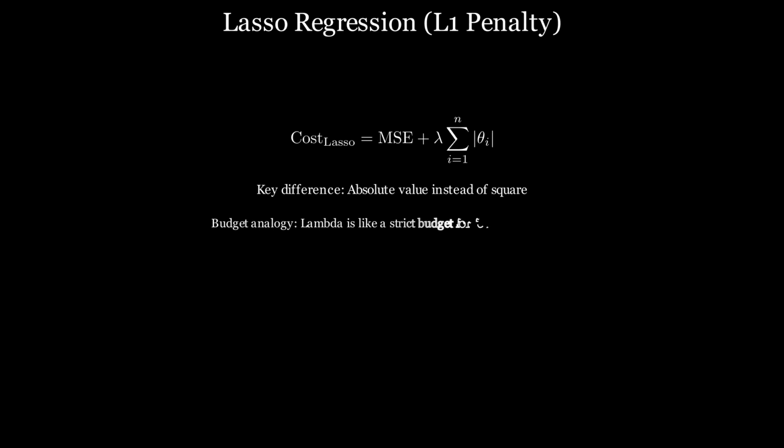Let's use an analogy. Think of lambda as a strict budget for how much importance the model can assign to its features. With the L1 penalty, the model finds that the most efficient way to use its budget is to spend it on a few very important features and completely cut funding to the useless ones.